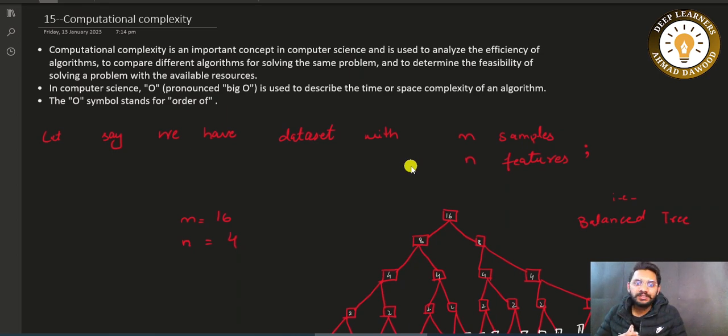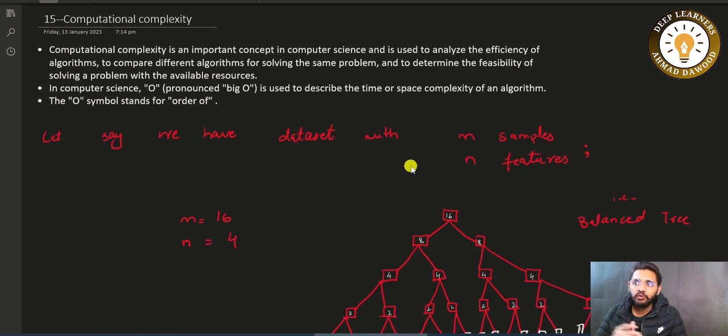It is an important concept in computer science used to analyze how efficient our algorithm is in terms of time and space, so that we can compare with other algorithms and analyze how much time or space it can take. In computer science, we usually use O notation when we are calculating some complexity. So big O is used to describe the time or space complexity of an algorithm. O symbol stands for order of.